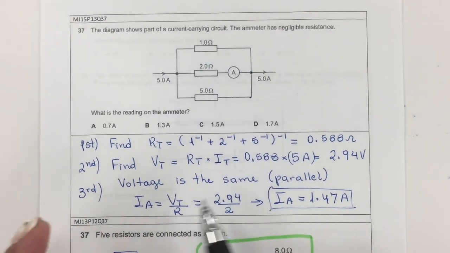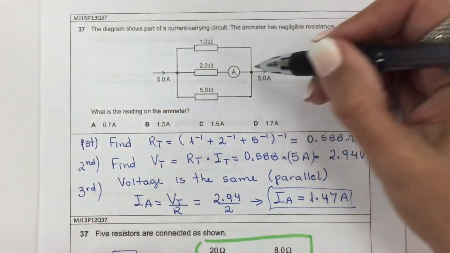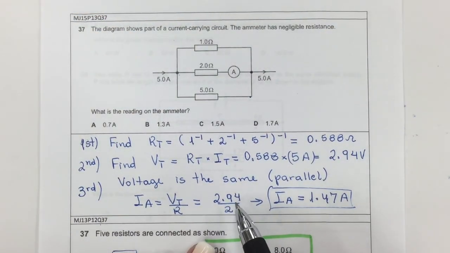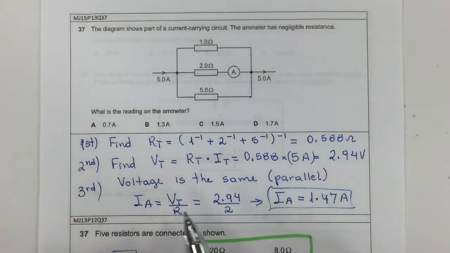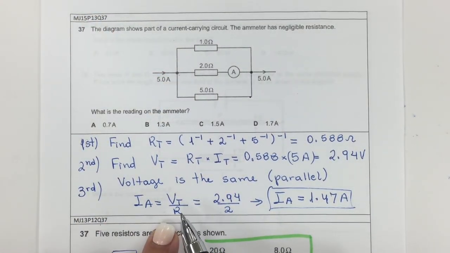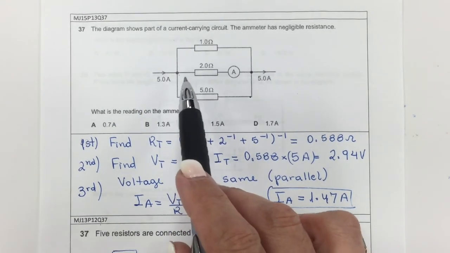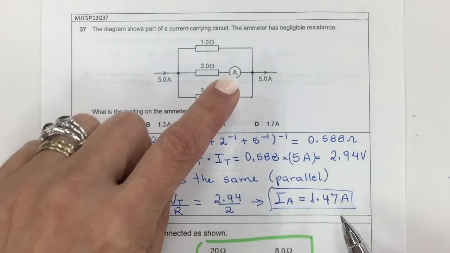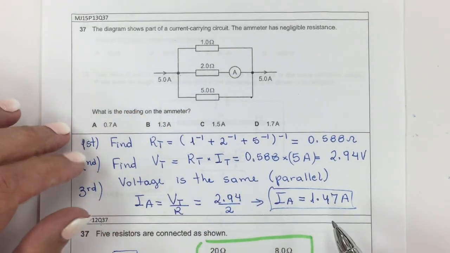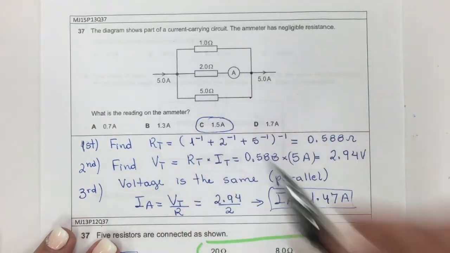Finally, since the voltage is the same, the voltage across this resistor here is 2.94. To find the current flowing here, it is the voltage over the resistance. So the current flowing through this branch right here is 1.47, which is the current that is flowing through this ammeter. So the closest answer is 1.5 amps.